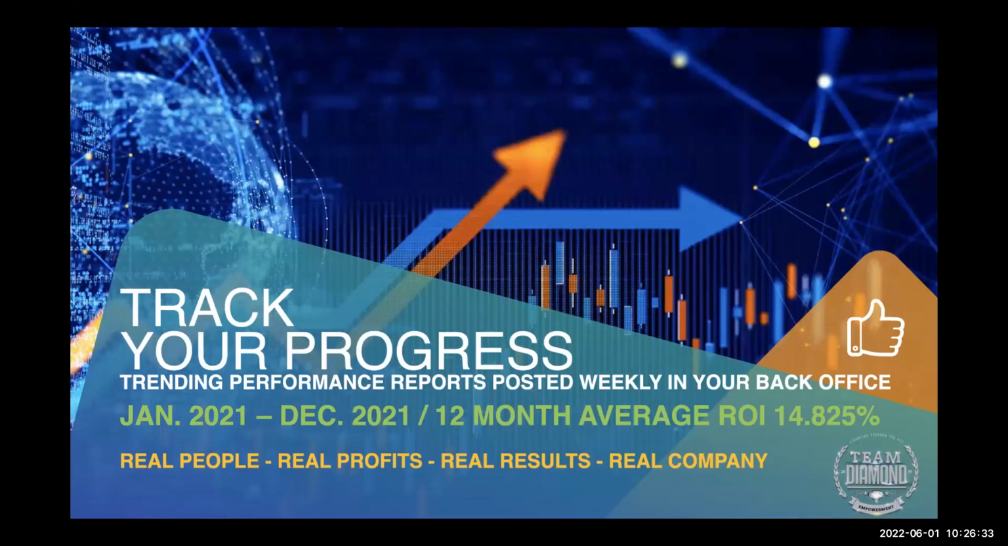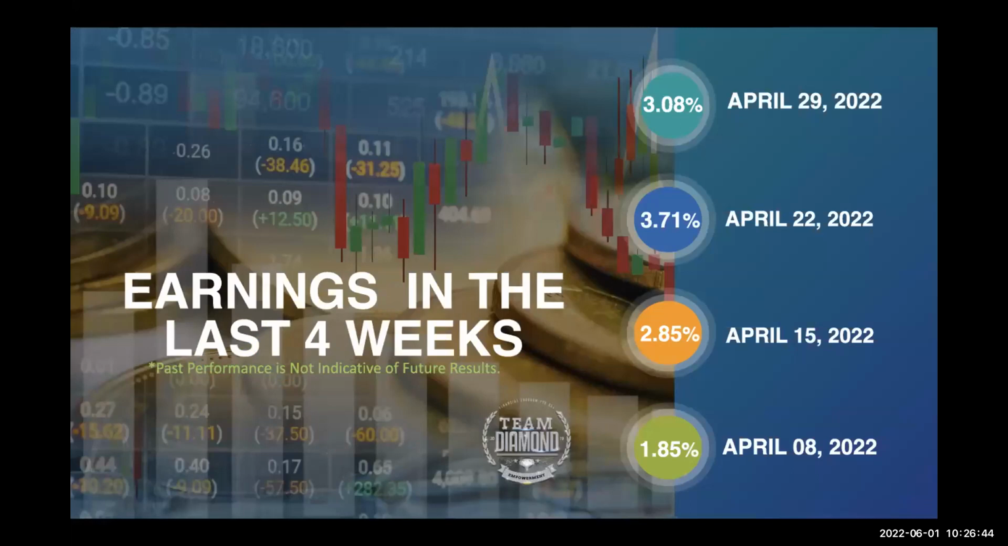This is the type of income that people are living on. It's amazing. And all this information is right there in your back office. So when you get started, you can see it. All of these results are extremely transparent. Here are our numbers in April, and you can see this is exactly what we talk about, that 2 to 4% on average per week. The week of April 29, 3.08. The 22nd, 3.71. The 15th, 2.85. The 8th, 1.85%.